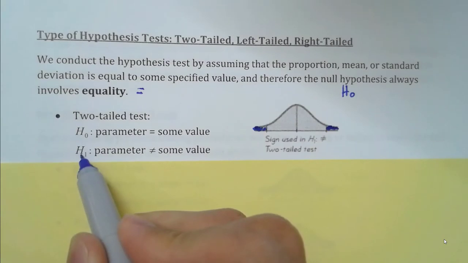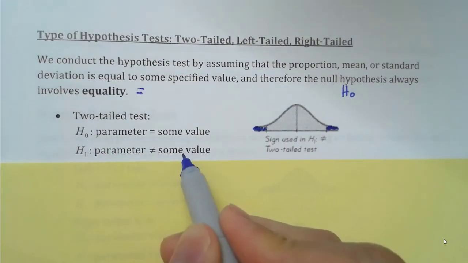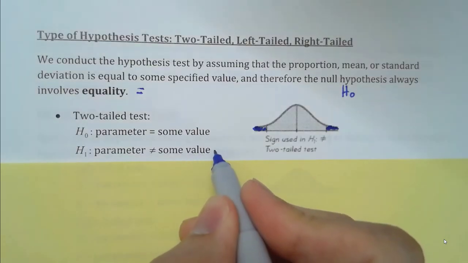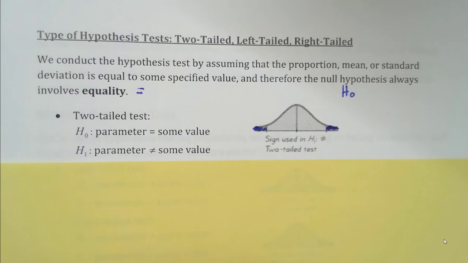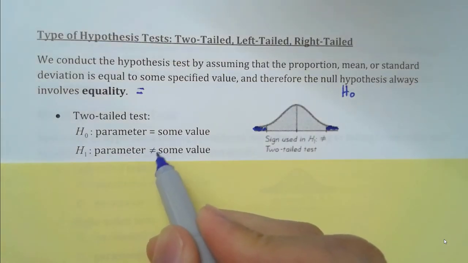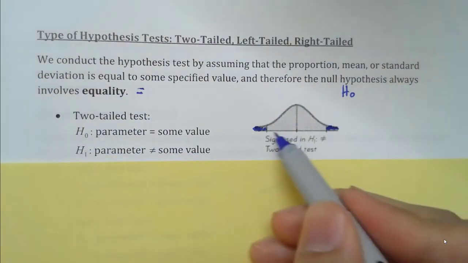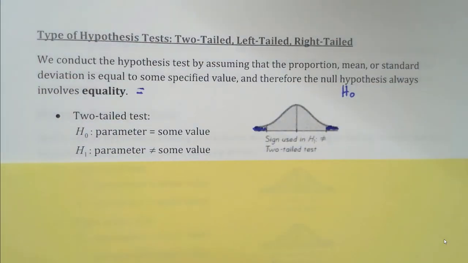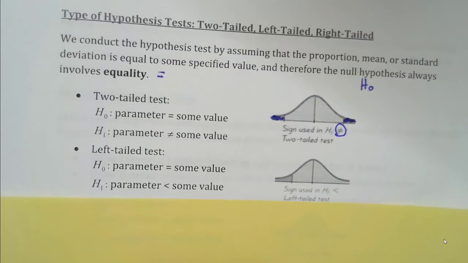And then the H1, we claim that the parameter now is not equal to some value. So we are trying to find the evidence to support the alternative hypothesis. The not equal side represents the two tail test, two tails. So we use a different sign, not equal.